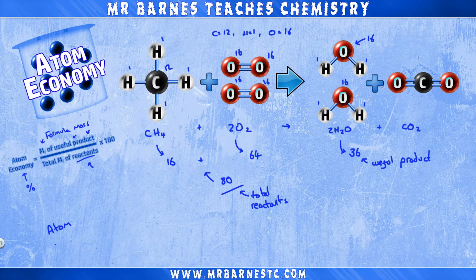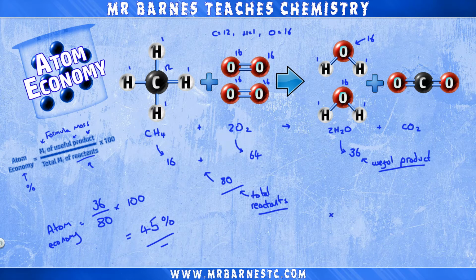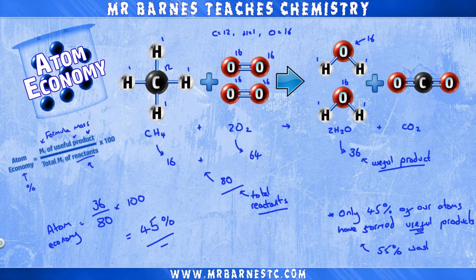I can now work out the atom economy. So it's 36, which was our useful product, divided by 80, our total formula mass of reactants, which then multiplied by 100 gives me an atom economy of 45%. Now that means that only 45% of our reactants have ended up as a useful product. In other words, 55% has been wasted.